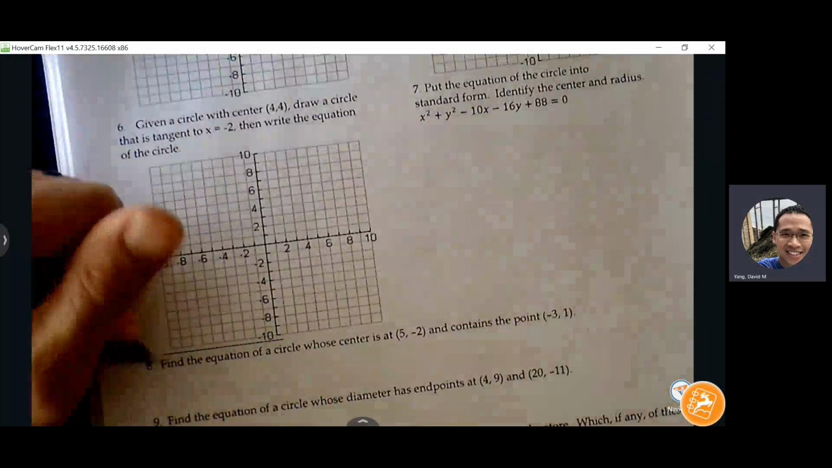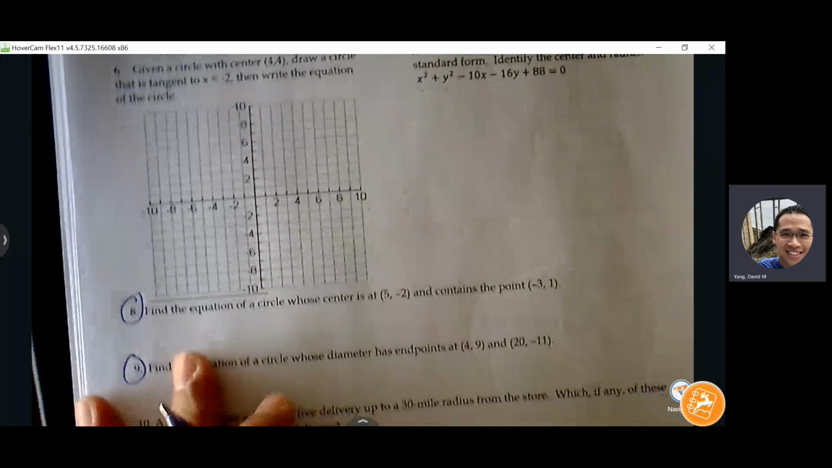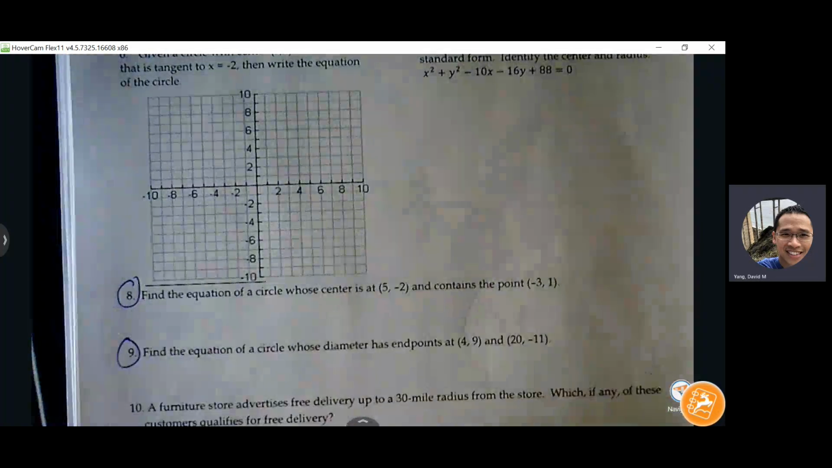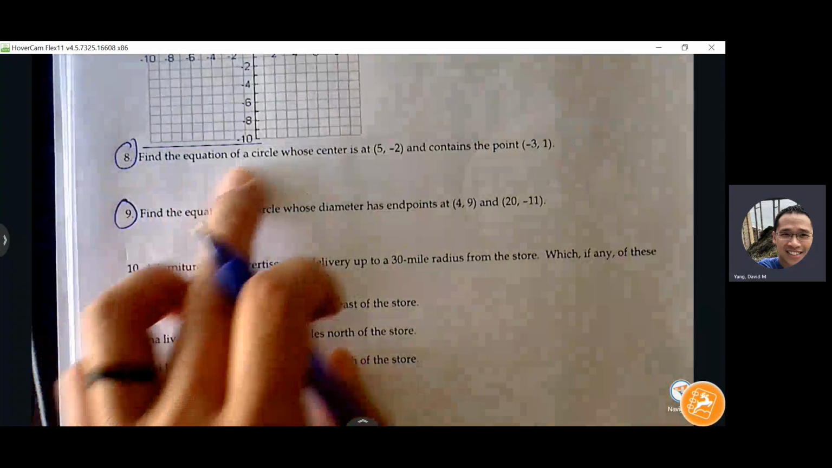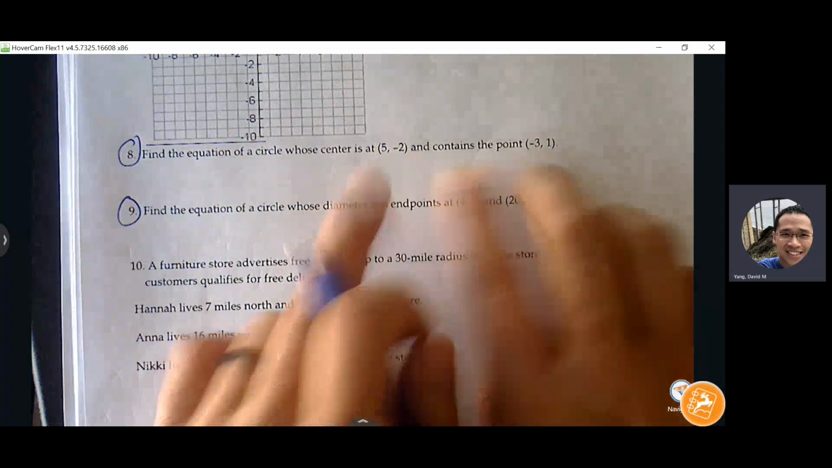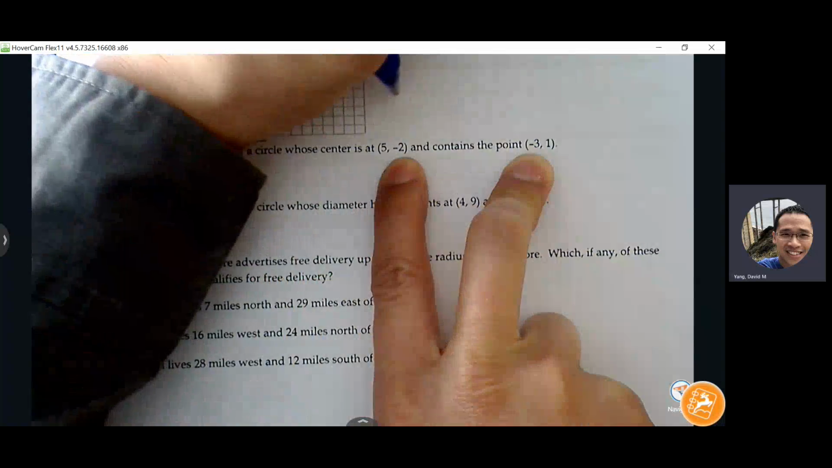Let me just do 2 more problems, and I want us to review what we did last Friday with circles. So if you guys can turn to page 15, and whatever we don't finish, we'll finish tomorrow. I want to talk about number 8 and 9 here. Find the equation of a circle whose center is (5, -2) and contains the point (-3, 1). Now, we know what the equation of a circle is, so I'm going to go ahead and put that down.